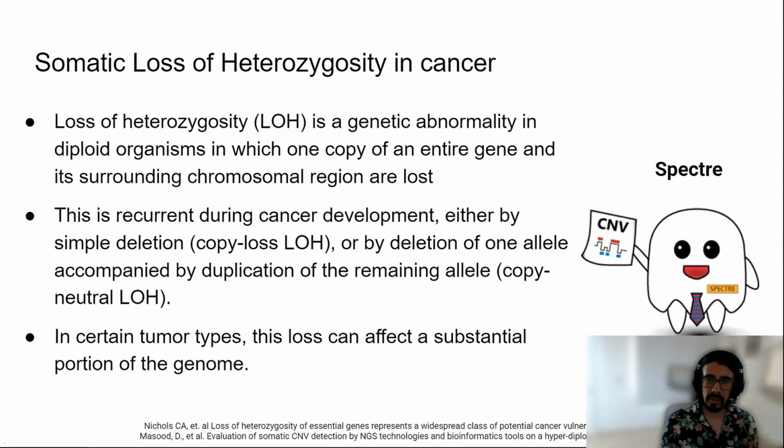So this type of abnormality is recurrent in cancer development and can be of 2 different types. One is you have a simple deletion, you miss one of the copies, so you have copy loss LOH. Or after this deletion, you can have a duplication of the remaining allele, so you have 2 copies again, but they are the same, and we will call these copy-neutral loss of heterozygosity. And there are certain tumor types in which loss of heterozygosity can affect substantial portions of the genome. We have developed Spectre, a tool that not only detects copy number variation, but also loss of heterozygosity.